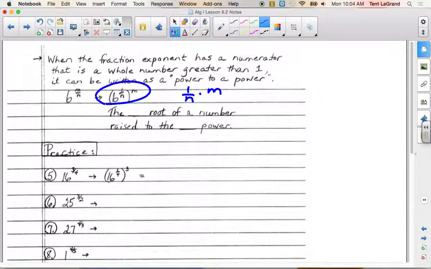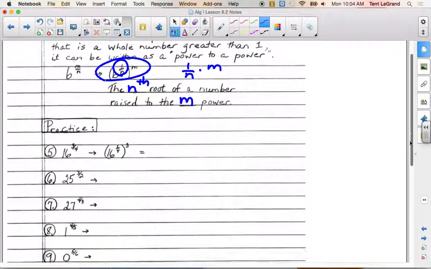So what this is really looking for is the nth root. Remember, it's right here. The nth root of a number raised to the m power. We're looking for the nth root, the denominator. We're looking for whatever the denominator is. That's the root we're looking for of that number. And then we have to take it to the numerator's power. Okay, so let's practice this.